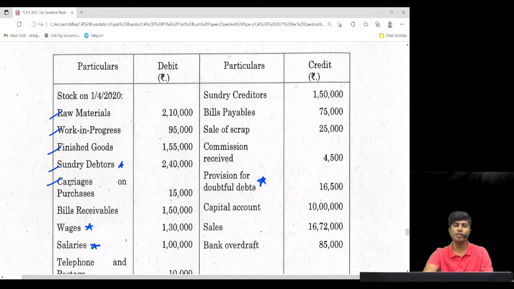This is nothing but carriage inwards. Direct expense. Where do we write? Trading or manufacturing? Manufacturing. Why? Here the purchase is raw material, not finished goods.